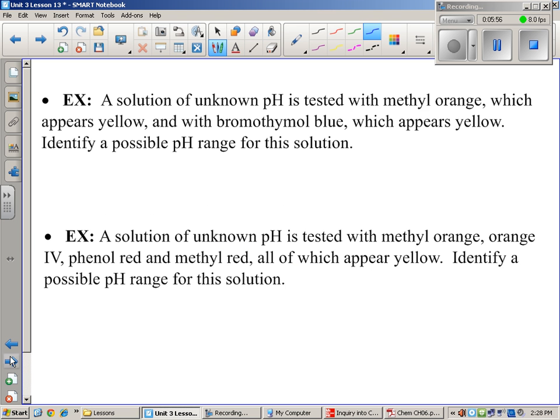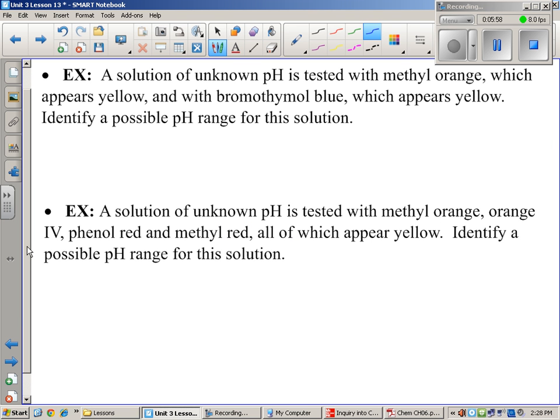The second one here, you're going to test it with methyl orange and bromothymol blue, and both of these, of course, appear yellow. This is a different solution, by the way, just another example. So let's take a look at what methyl orange with a yellow color means. Methyl orange, find that on your sheet, guys, third one down, and it's got a yellow color. Yellow corresponds to that 4.4 number. So all I can tell you is that it's 4.4 and above.